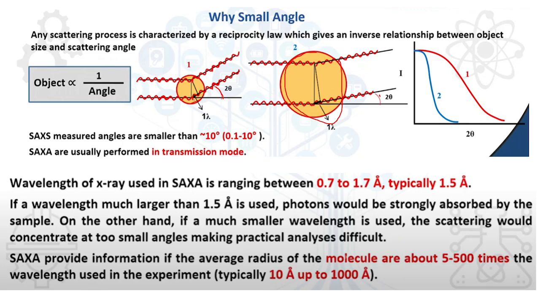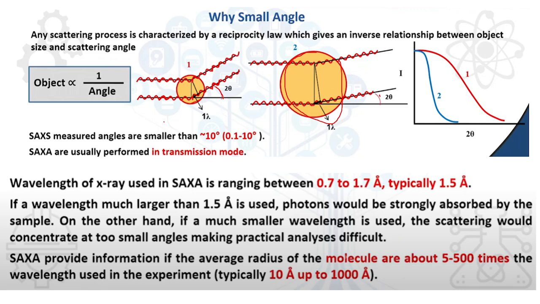It may go even to 0.05 degree, and usually it is performed in transmission mode. Now the wavelength of X-ray used in SAXS is 0.7 to 1.7 angstrom, typically 1.5 angstrom. If a wavelength much larger than 1.5 angstrom is used, photons would be strongly absorbed by the sample.